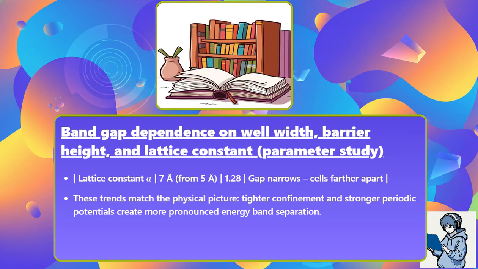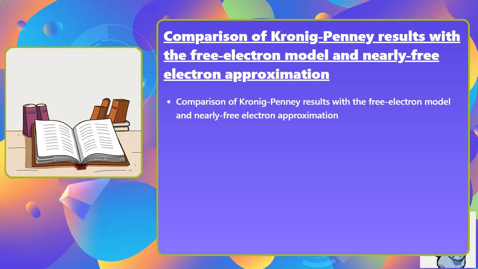These trends match the physical picture. Tighter confinement and stronger periodic potentials create more pronounced energy band separation. Comparison of Kronig-Penney results with the free electron model and nearly free electron approximation.